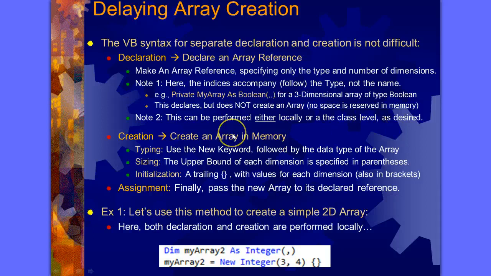And then later on you want to create it. So create an array in memory. So actually reserve the memory and use it. Typing the new keyword, so you have to put this new keyword here, followed by the data type of the array. So it's integer, so you have to write integer, and we're going to specify now the dimensions as well.